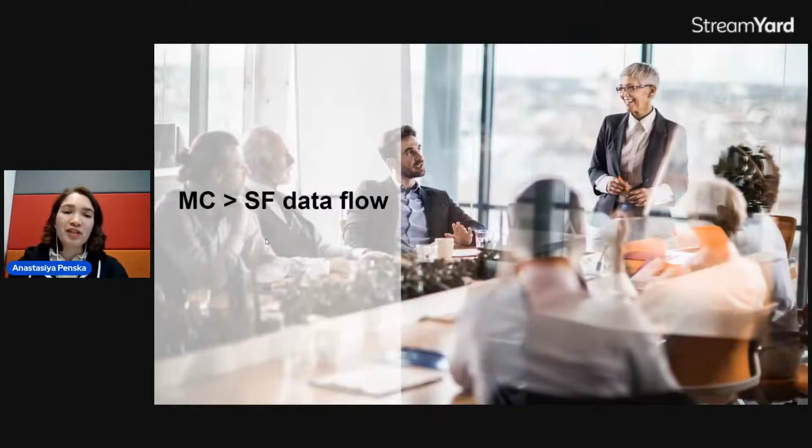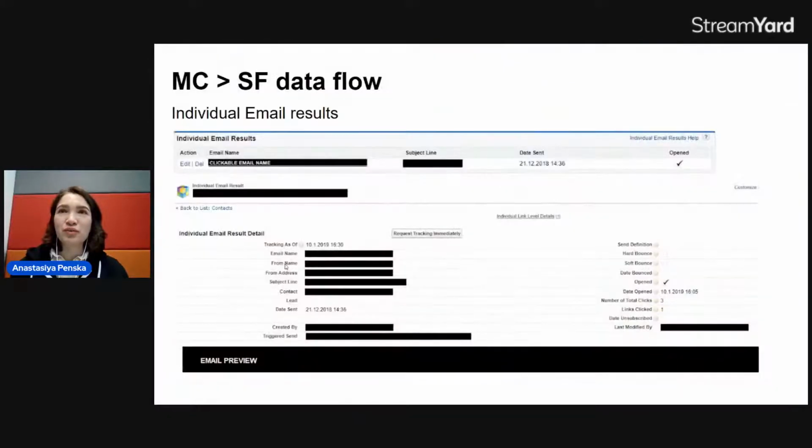Right, so let's go the other way around: the Marketing Cloud to Salesforce data flow. First of all, of course, individual email results. This is a very blacked-out example of it because it obviously contains some delicate data. An individual email result is the object in Salesforce, part of the managed package, that allows you to track the emails sent from Marketing Cloud and makes them visible against the record of a contact or lead in Salesforce.